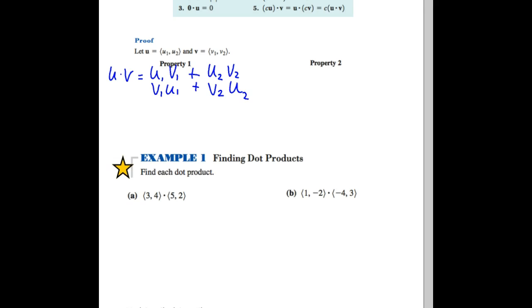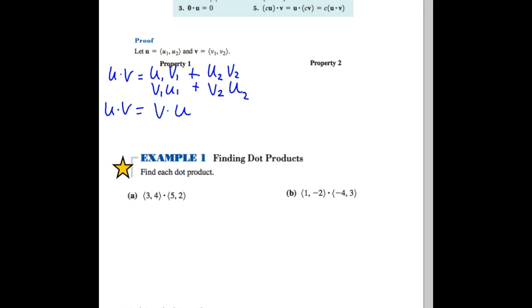But if you take first times first plus second times second, if you do that dot product, that's really the dot product of v with u, right? Because our v was our first components, u is the second vector. So it's really just saying that u dot v is equivalent to v dot u. It does not matter which order you put the vectors in. You're still taking first times first plus second times second.